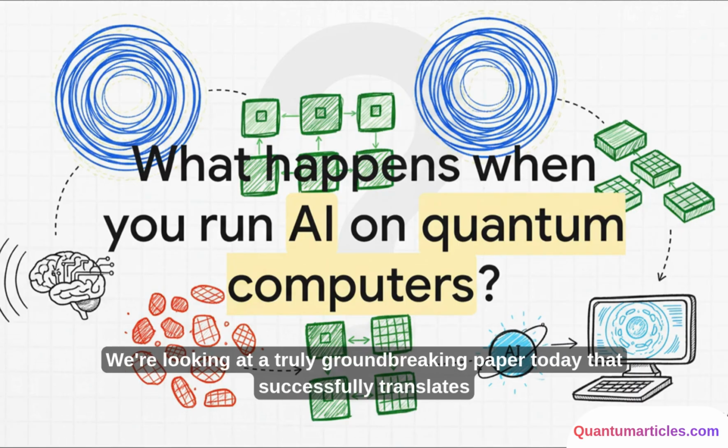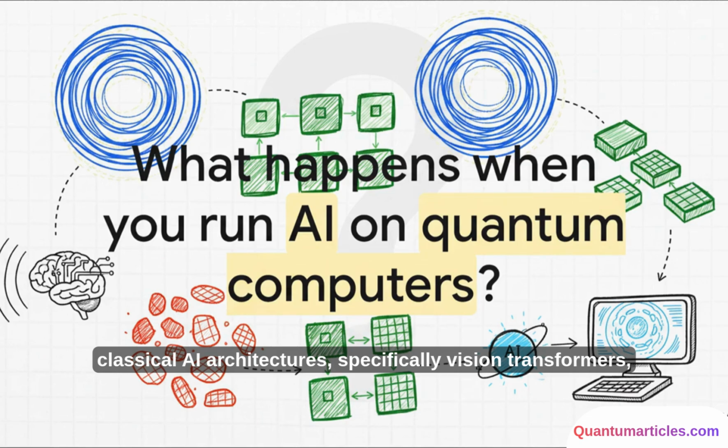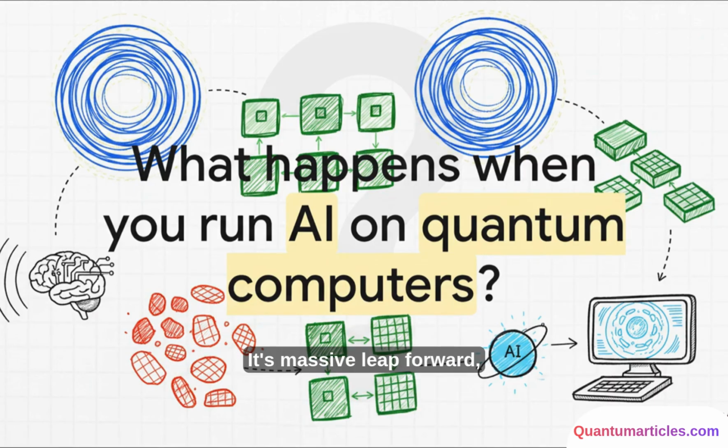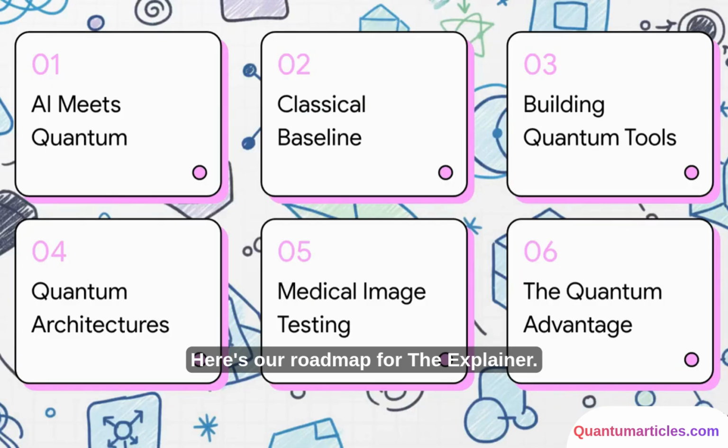We're looking at a truly groundbreaking paper today that successfully translates classical AI architectures, specifically vision transformers, into natively quantum circuits to analyze complex data, like medical images. It's a massive leap forward, and to really understand how they pulled this off, we're going to have to break down the mechanics. Here's our roadmap for the explainer.